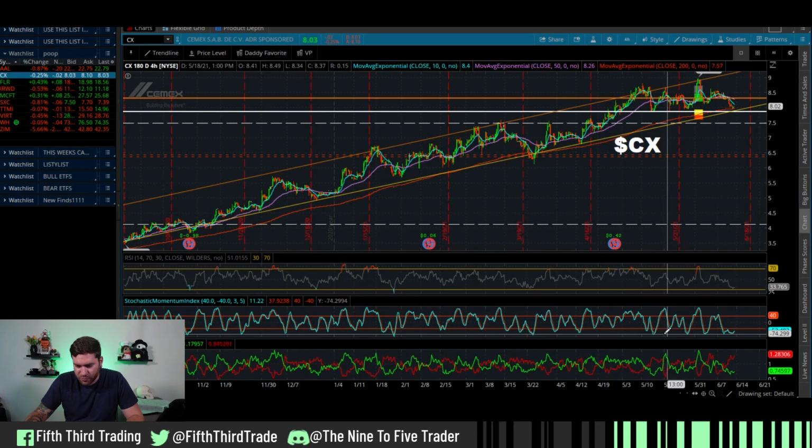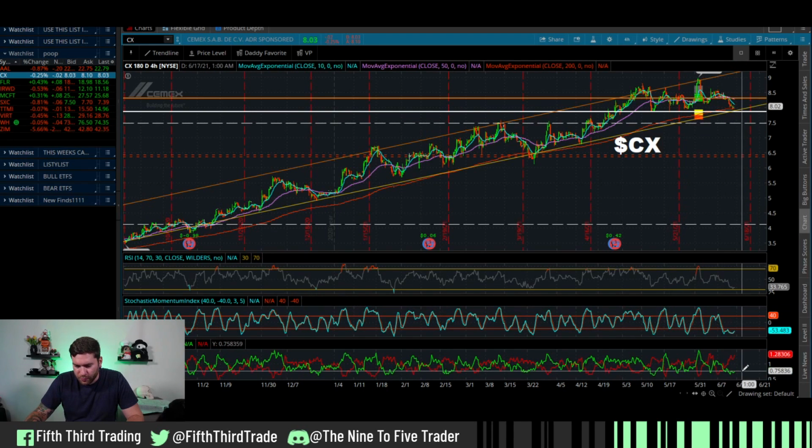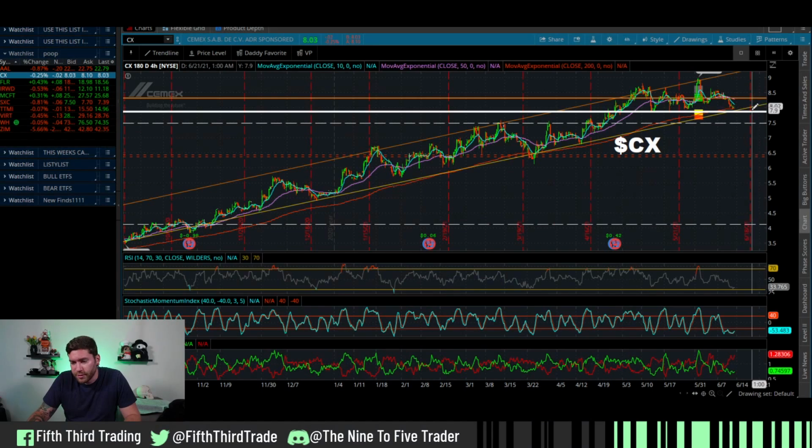Stochastic negative 40, looking really good. No divergence. It's flat on the bottom, flat on the bottom. Lower highs, lower highs. It checks out. Bulls are low. We have a lot of room to run up. Bears are getting exhausted. I mean, CX is about as good as you're going to get, honestly. The clarity's there. It's low risk. It's high reward. What else could you want?